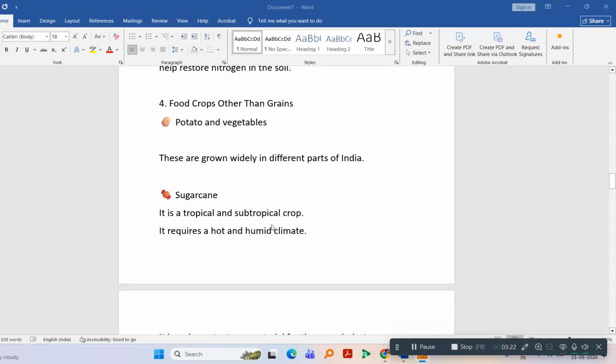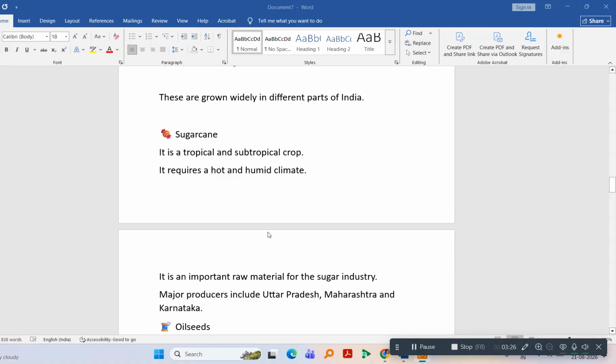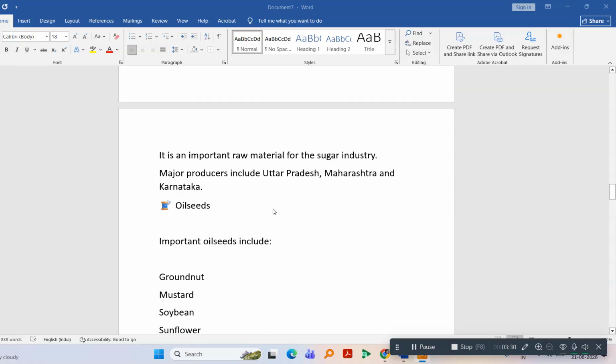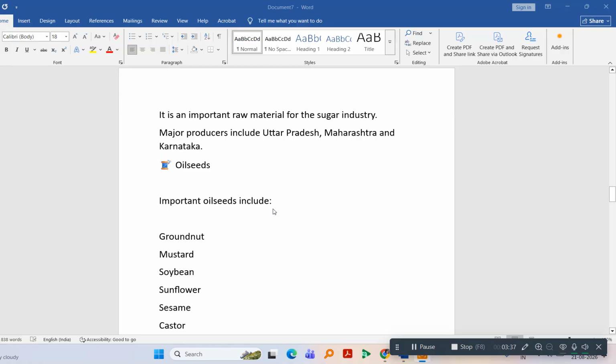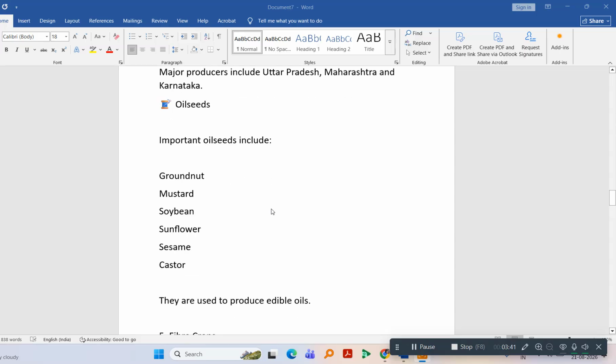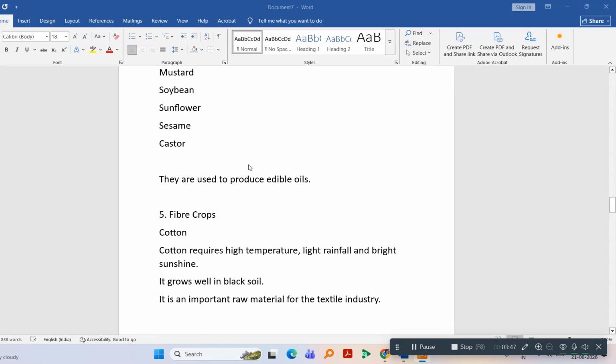Sugarcane. It is a tropical and subtropical crop. It requires a hot and humid climate. It is an important raw material for the sugar industry. The major producers include Uttar Pradesh, Maharashtra, and Karnataka. Oil seeds. The important oil seeds include groundnut, mustard, soybean, sunflower, sesame, and castor. They are used to produce edible oil.